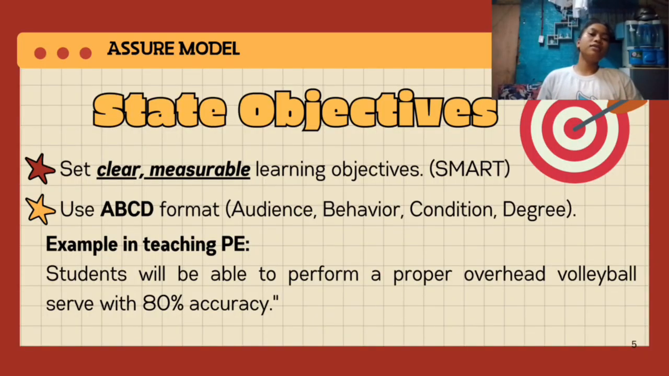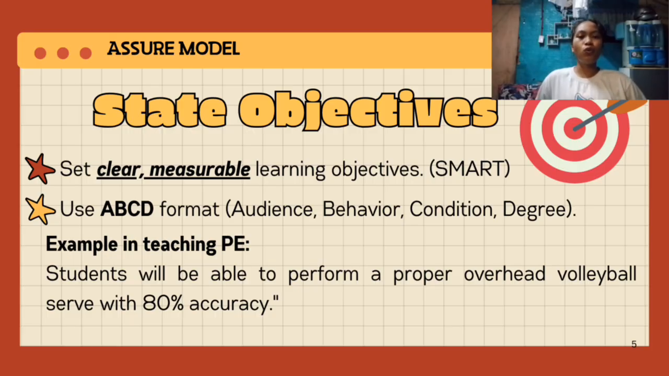Next is the letter S, which is for us to state our objectives. As a teacher, here we set clear goals for our students on what we want them to learn and be able to do after a lesson. We can use the ABCD format or the ABC method to make our objectives SMART: specific, measurable, attainable, relevant, and time bound. A is for audience.